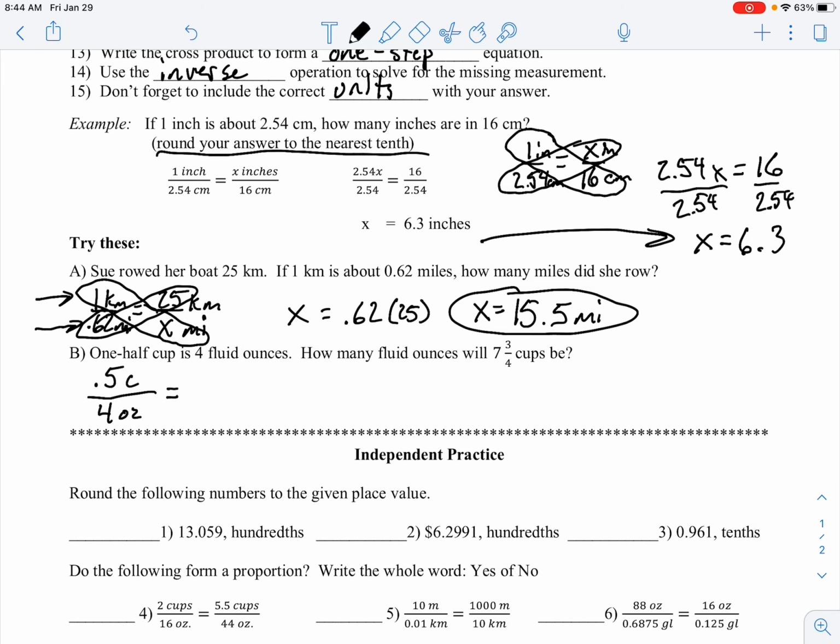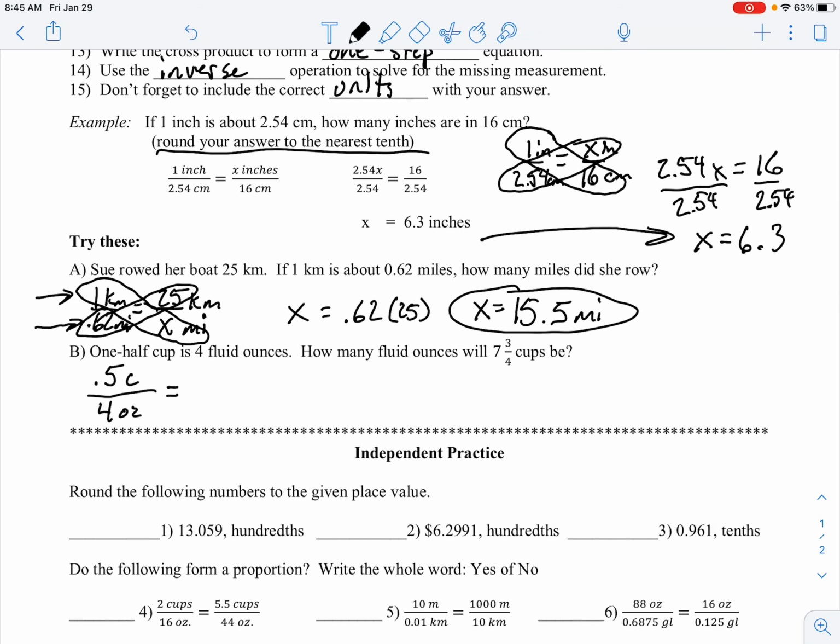Two equivalent ratios, remember? So we want to know how many fluid ounces will 7 3/4 cups be. So cups up top, right? So we have 7 3/4 or 7.75 cups to, well, we don't know how many ounces, right? That's what we're trying to figure out. So once again, we will butterfly method or cross multiply here, find the cross product. 0.5x, got confused with my label there, equals 7.75 times 4, because we are now doing this cross multiply here. And that's going to give us 31.